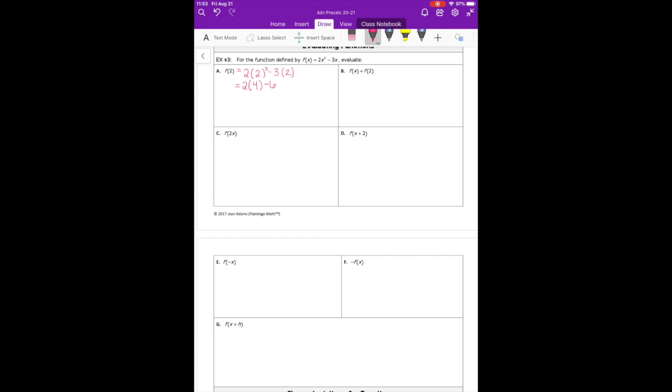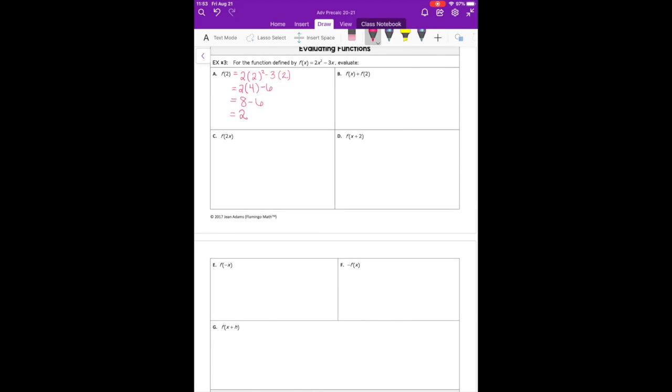Remember, you do exponents first, then you multiply, and I get 2. So that means that 2 is a point on the graph. If I were to graph 2x squared minus 3x, I would indeed find that 2 is a point on the graph.